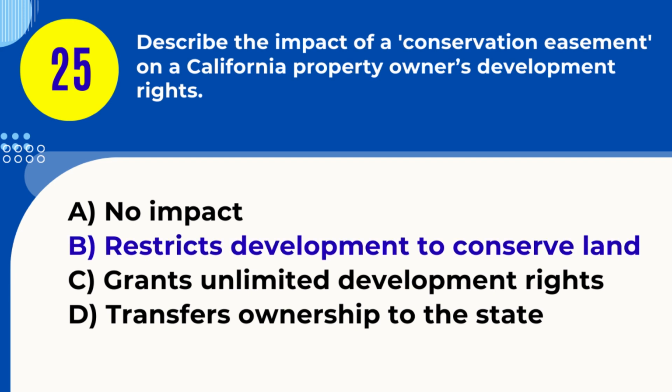Answer. B. Restricts development to conserve land. Explanation. A conservation easement in California typically restricts the property owner's development rights to conserve land for environmental or historical purposes, often in exchange for tax benefits.